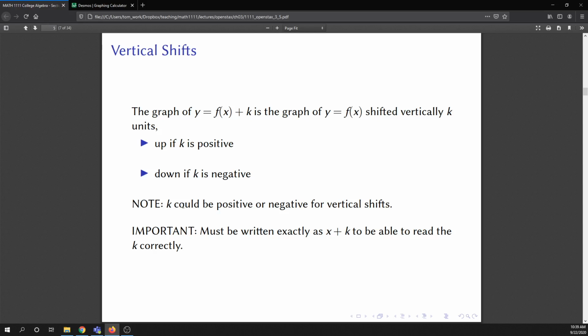All right, and so here in this slide, the way I like to write it, and if you look in other books, you might see it written differently, k could be either positive or negative. For these vertical shifts, it could either go up or it could go down. And now here, this is just a typo, so I should get rid of this. So disregard this part right here.